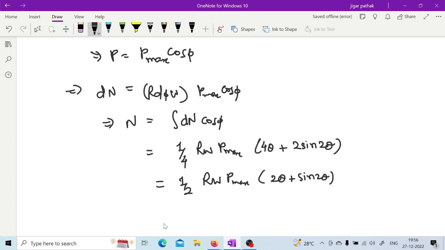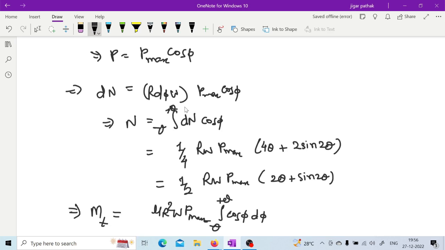Now once you have calculated this N, if you put that p is equal to p max cos phi in the equation of your braking torque also, then it can be written as mu r square w p max, integral from minus theta to plus theta of cos phi d phi. Here also it is minus theta to plus theta only.